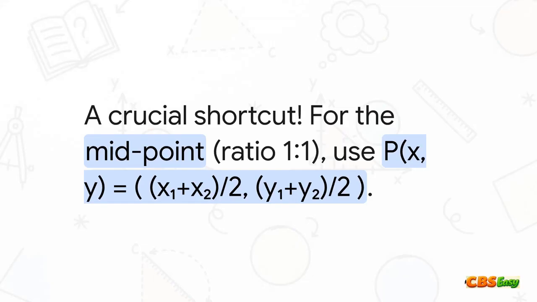Now here's a shortcut that will save you a ton of time. This is a big deal. When a question asks you to find the midpoint of a line, that means the ratio is just 1 to 1. And look what happens. That big, scary section formula simplifies down into this beautiful, easy midpoint formula. You just average the x's and average the y's. You have to memorize this one. You're going to use it constantly.